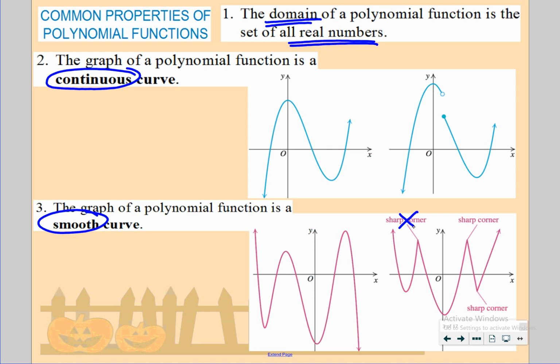Yes? Yes, so all of these are functions. A polynomial is a function. So if it didn't pass the vertical line test, it would not be a function. It would not be a polynomial. Good question.